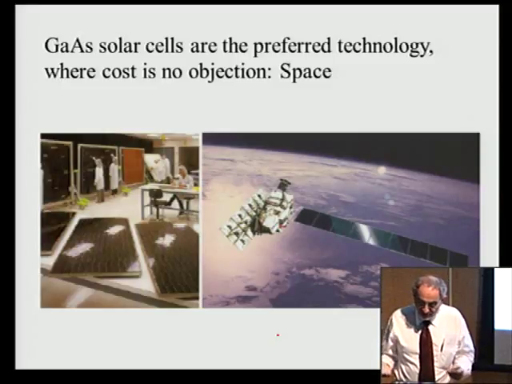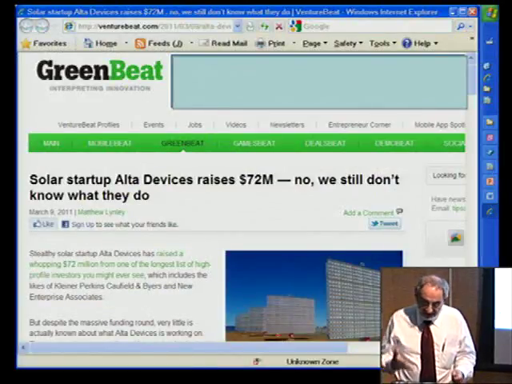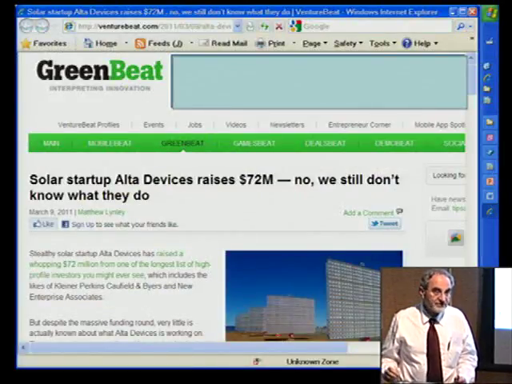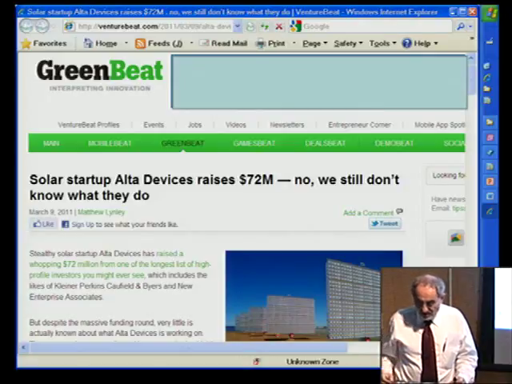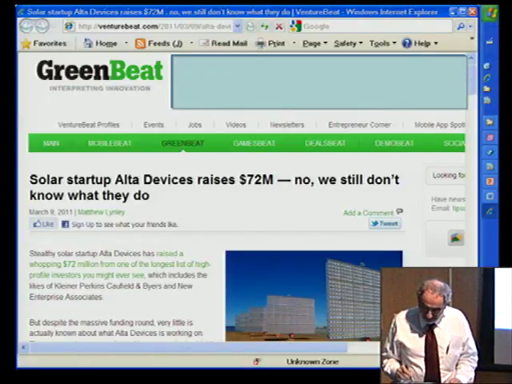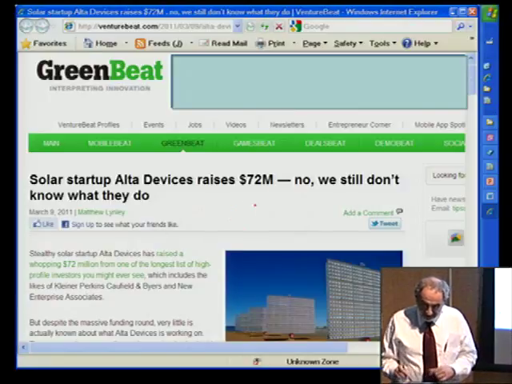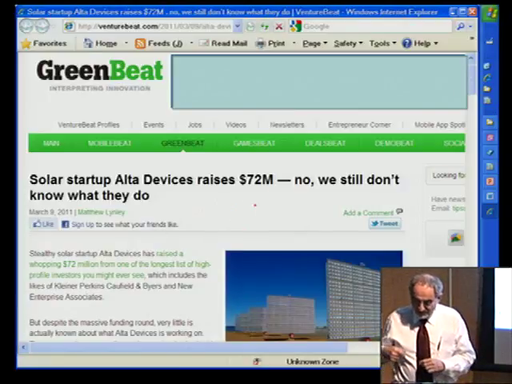Where cost is no object in space, they use gallium arsenide solar cells. But they don't have to cost much. And I am the founder of a company called Alta Devices that has taken the cost out of the gallium arsenide solar cell. This was a website about 18 months ago saying, oh my God, they're raising a lot of money, but they're very secretive.